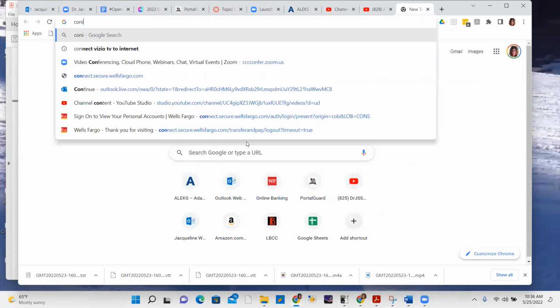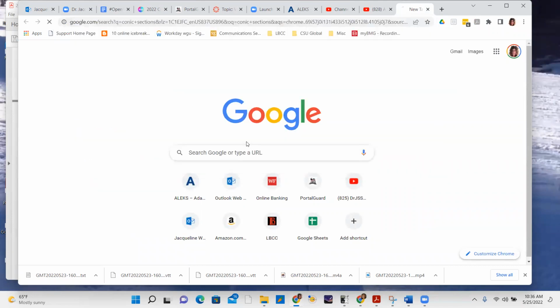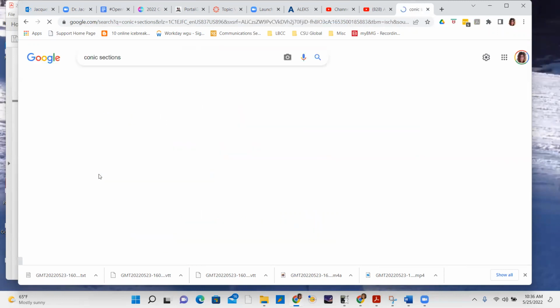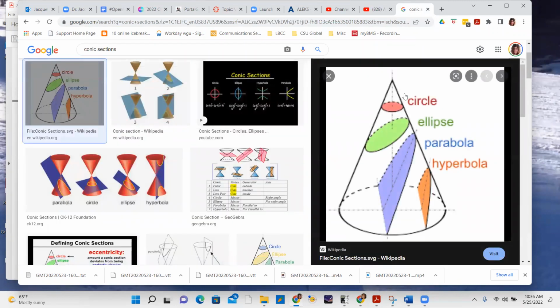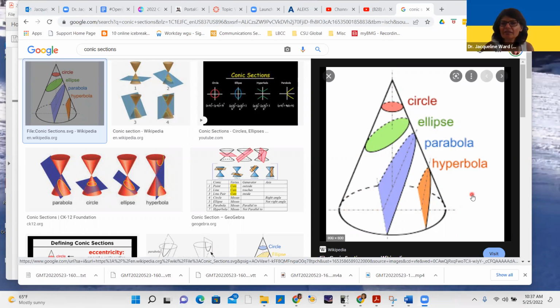So first, I just want to pull up a picture. I used to always have to try to draw this. But looking over here, this shape is called a cone in mathematics. It looks like an ice cream cone that's upside down. And if you take a cone and you slice it with a plane, think of a plane as just a sheet of paper.